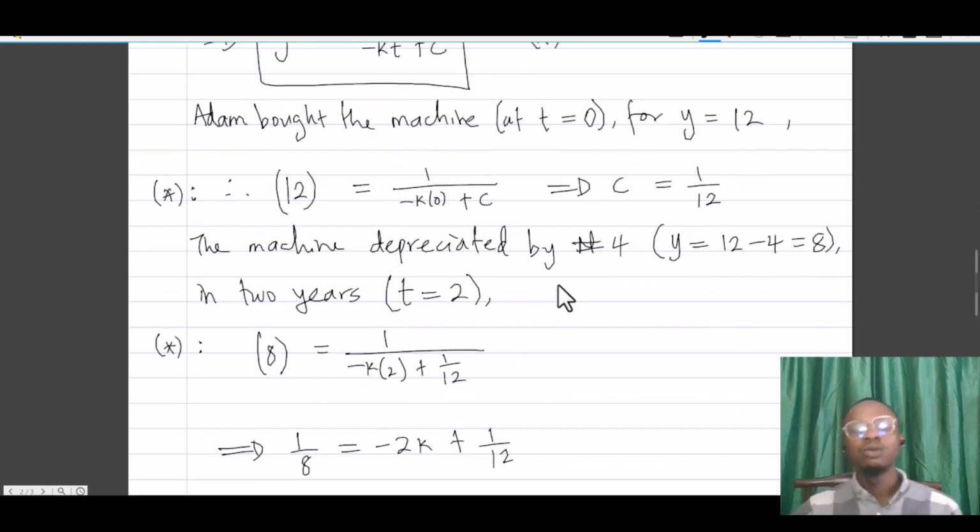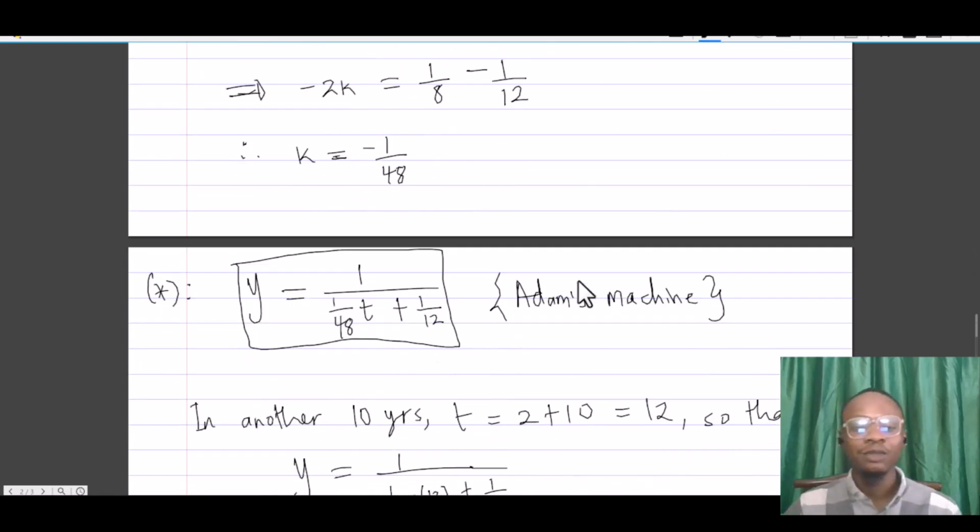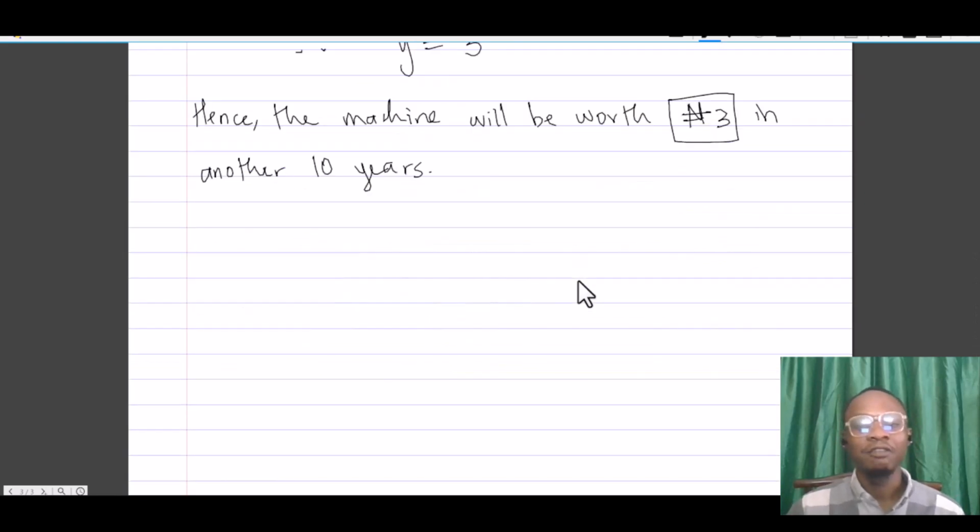So that is the end of this lesson. We proceed from here, in the next chapter, to begin to consider second order differential equations.